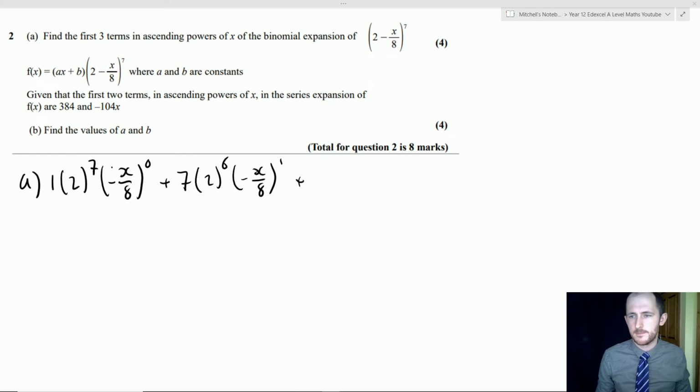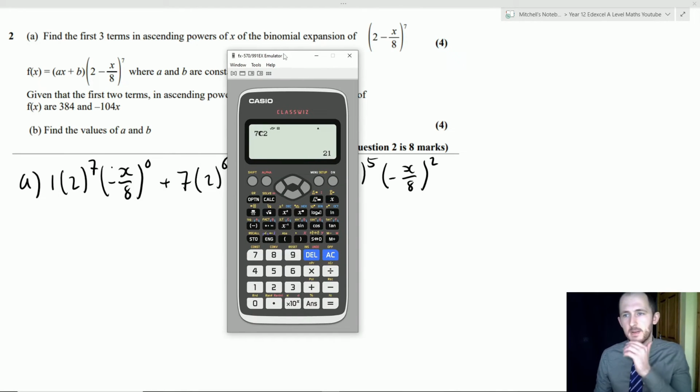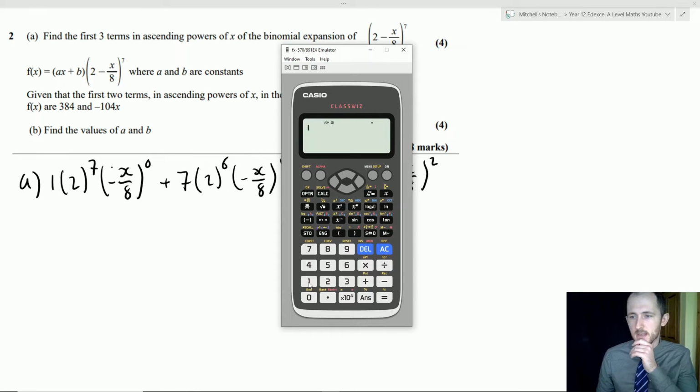21. Reduce the power of the 2. Increase the power of this. Cool. Do you remember what the next step was? Just subbing in exactly what it says, right? So let's do that. In fact, I'm going to be really pedantic. I'm going to put exactly what it says in. So 1, 2, the power of 7. You don't need to put the x.